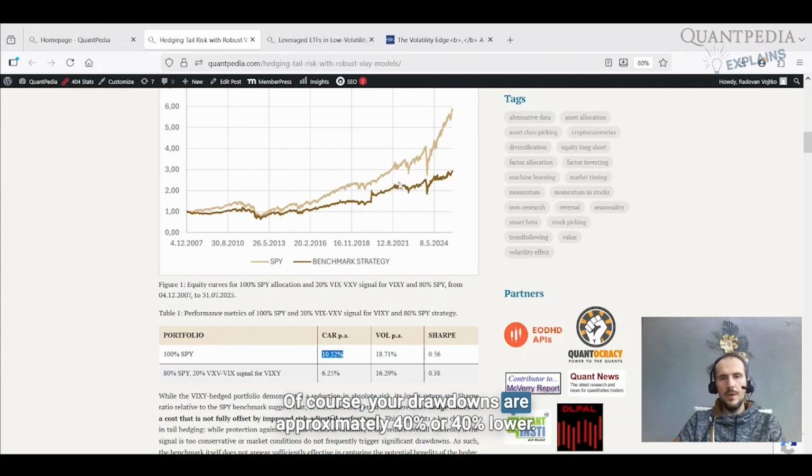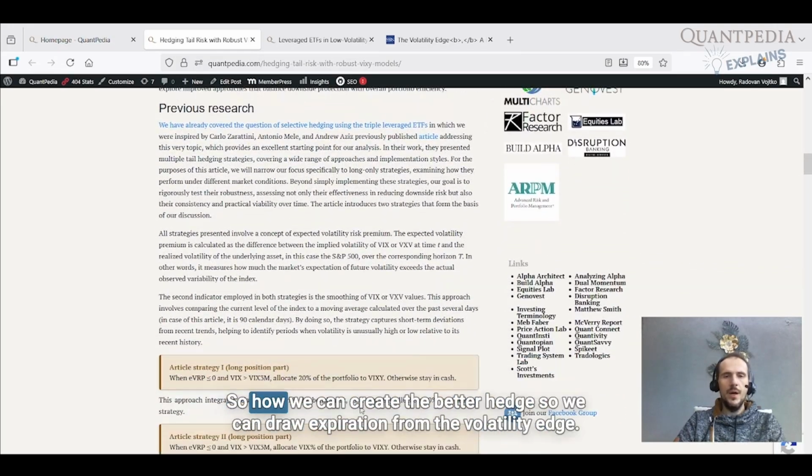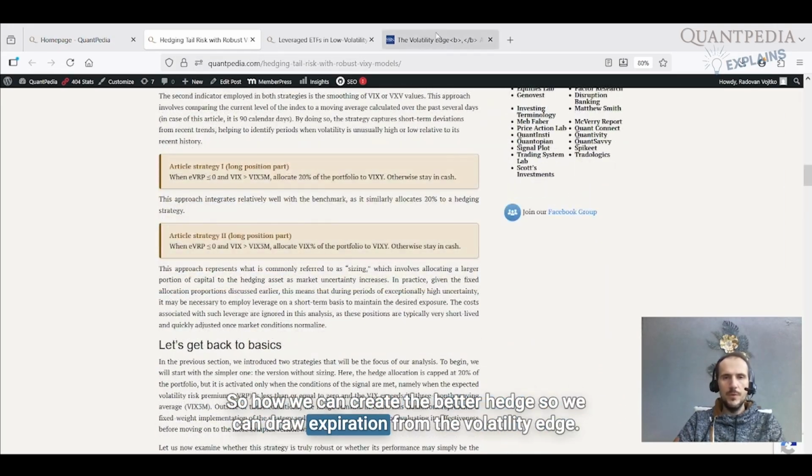Of course, your drawdowns are approximately 30% or 40% lower, but you are still paying relatively low. We can definitely create a better hedge. So how can we create a better hedge? We can draw inspiration from the volatility hedge.